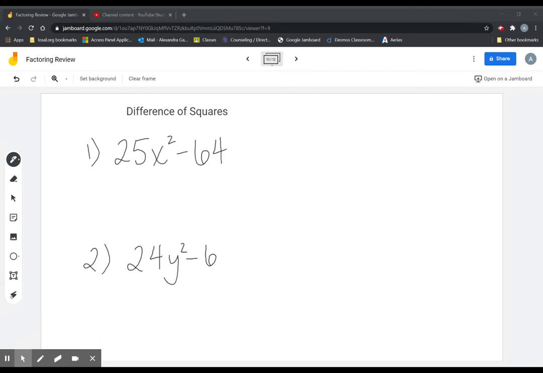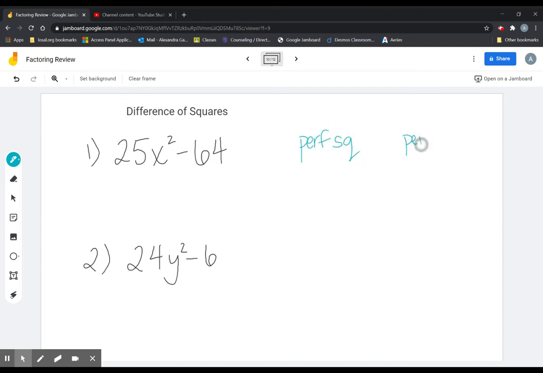Okay, so factoring a difference of squares, we want to make sure that we have perfect squares. Right? Two perfect squares and a minus sign in between. And what we're going to do is take the square root of both, and that'll just give us a plus b and a minus b. So that's what we're going to kind of end up doing.